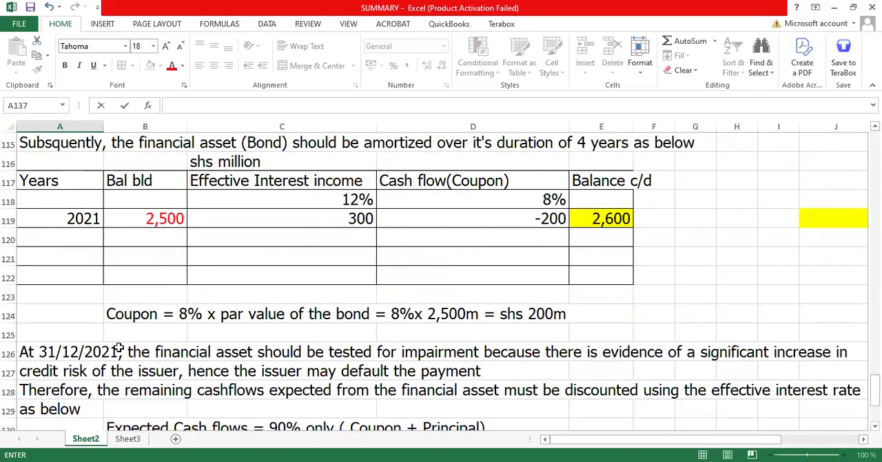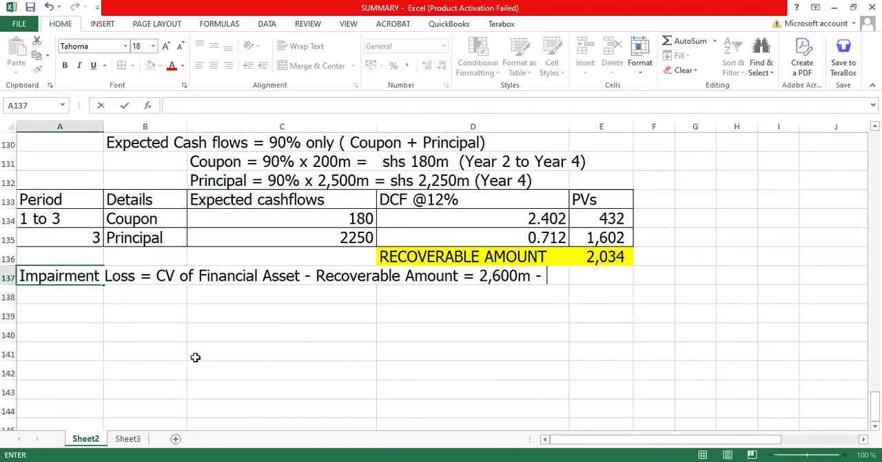That is 2,600 million minus 2,034 million. How much do you get as your impairment, in shillings? 2,600 minus 2,034, I have 566 million. So that is the impairment loss.